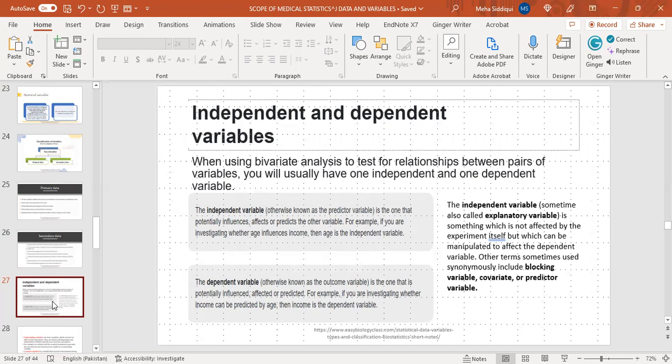The other is the dependent variable. It is also known as the outcome variable or response variable. It is the one that is potentially influenced, affected, or predicted. For example, if you're investigating whether income can be predicted by age, then income is the dependent variable.